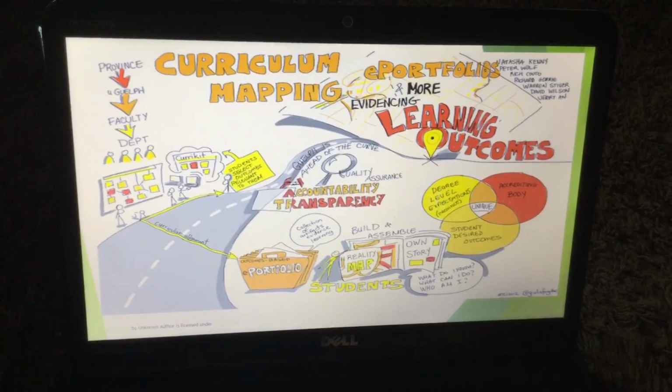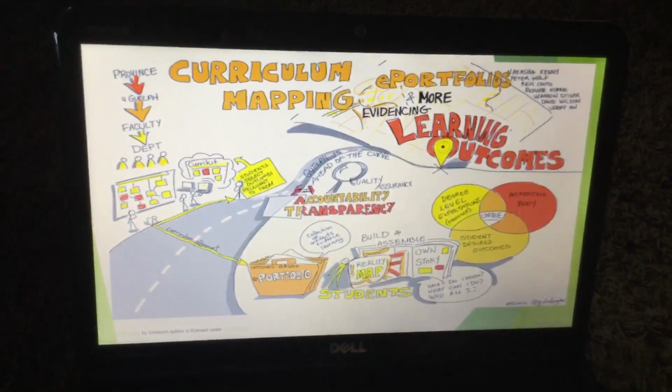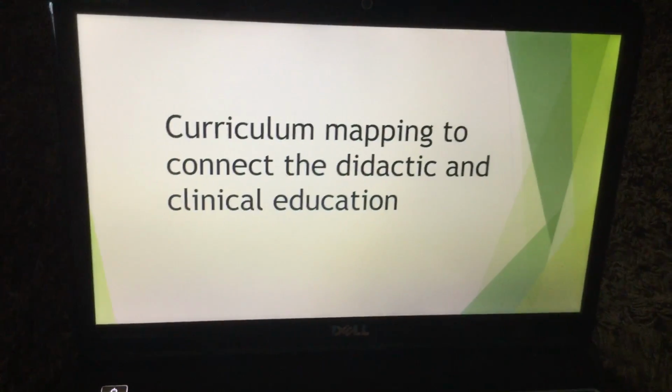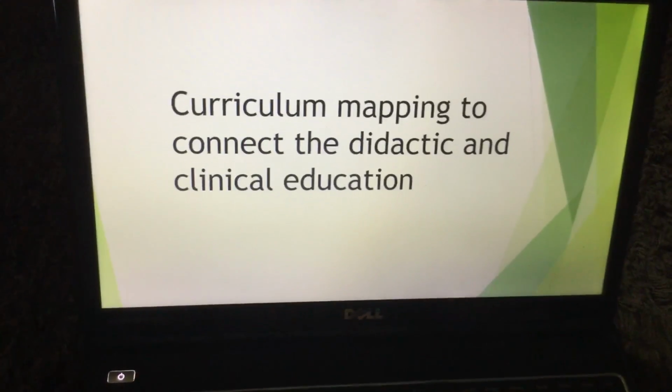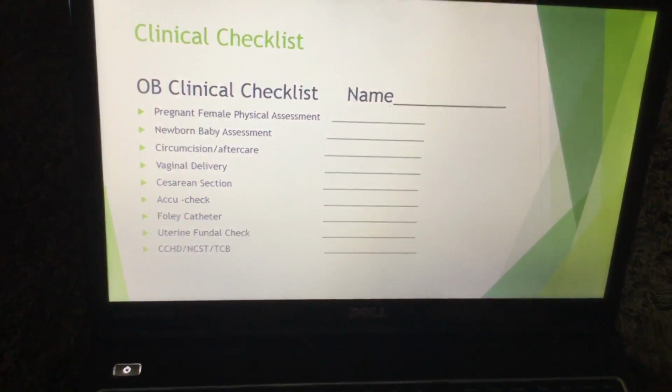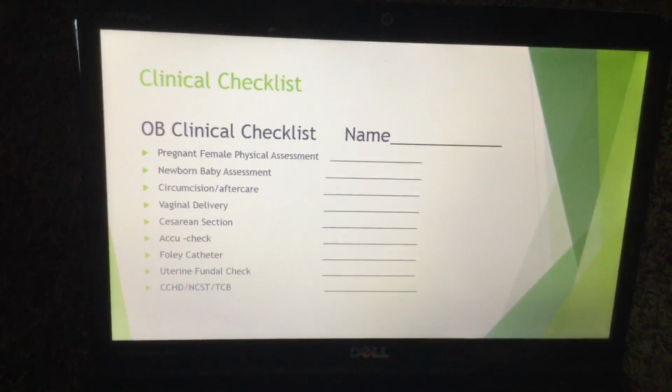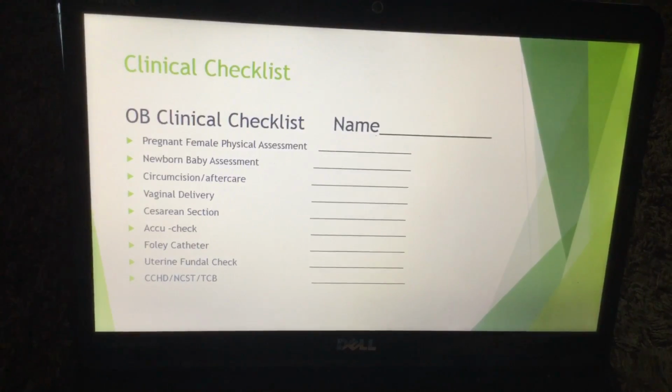Evidence-based posters are another way to fully utilize curriculum mapping. As I said, it's a connection between the didactic and clinical education. And finally, this is my favorite, the clinical checklist.